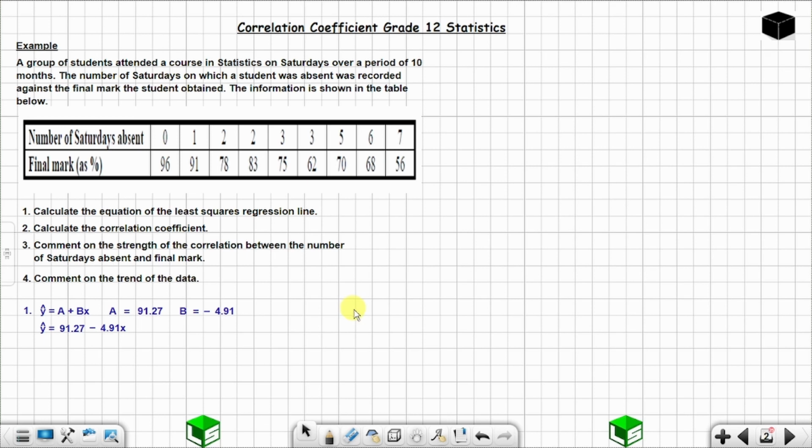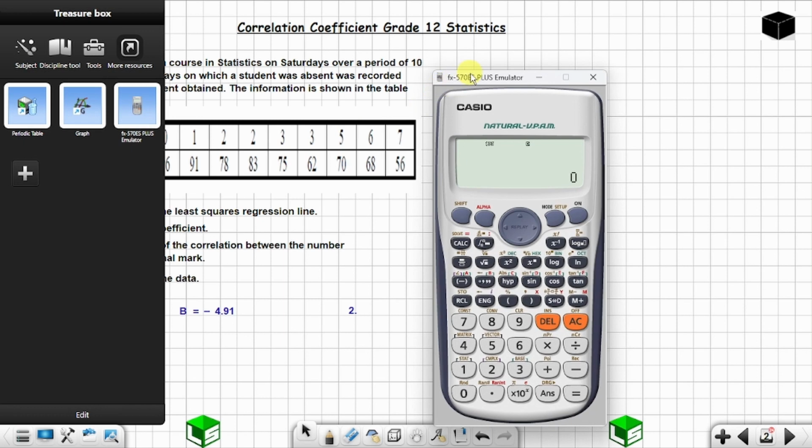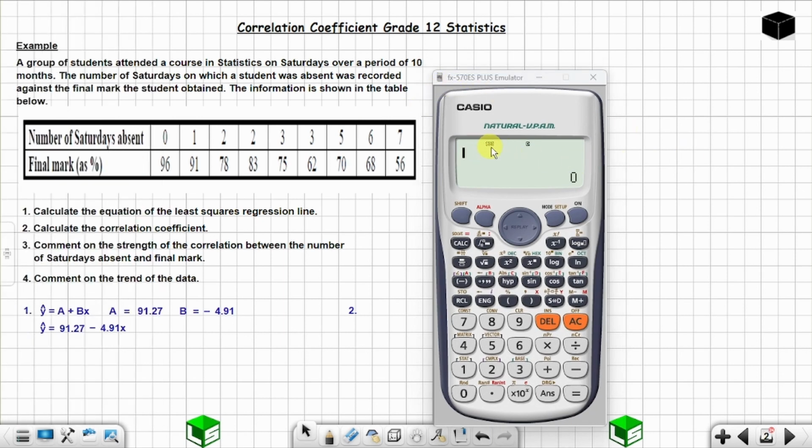Now question 2: calculate the correlation coefficient. You are going to use your calculator again. The information is still in the calculator. You can see you have stat, meaning the information is still in the calculator. So you are going to press shift and then stat, which is above 1. You are going to press 1. You are going to press 5 for regression.